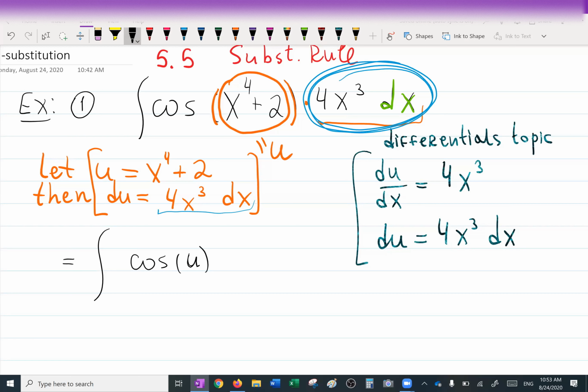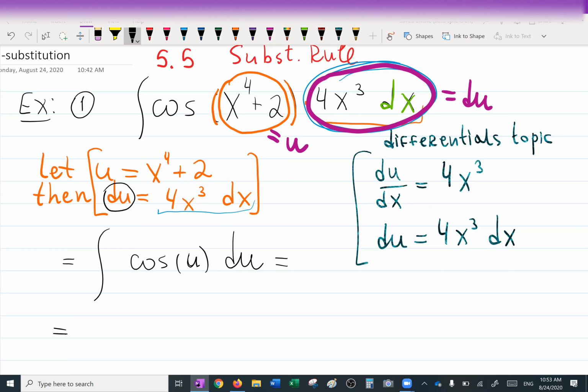So cosine of U times, you see this? I'll use orange color here. If the inside piece is U, then all this piece matches with du. And then the integral becomes cosine of U du. That's the idea. Now we're integrating a function called cosine, just with respect to a different variable. It used to be something with x, now it's something with u. So what? We still know the answer.